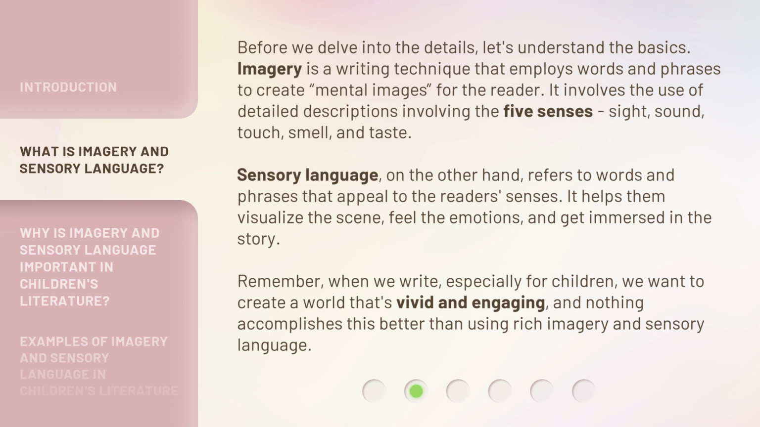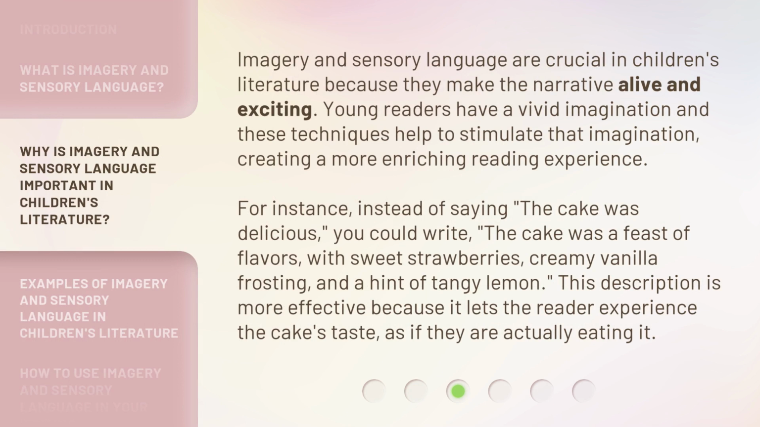Remember, when we write, especially for children, we want to create a world that's vivid and engaging, and nothing accomplishes this better than using rich imagery and sensory language. Imagery and sensory language are crucial in children's literature because they make the narrative alive and exciting. Young readers have a vivid imagination, and these techniques help to stimulate that imagination, creating a more enriching reading experience.